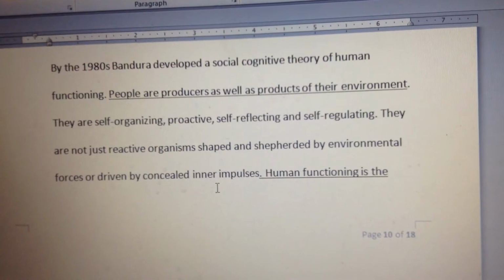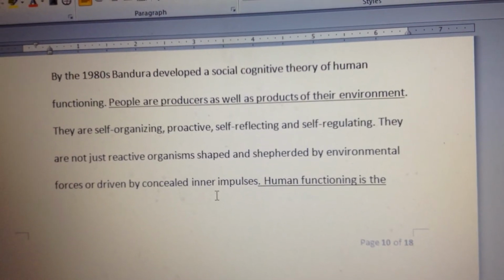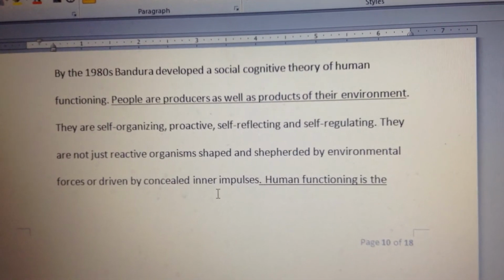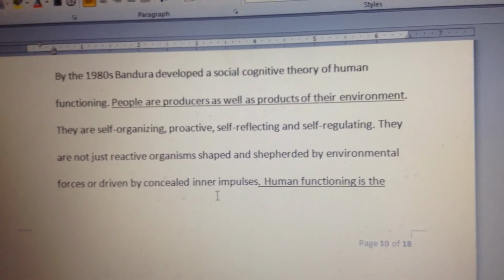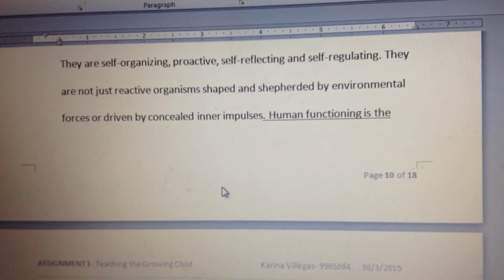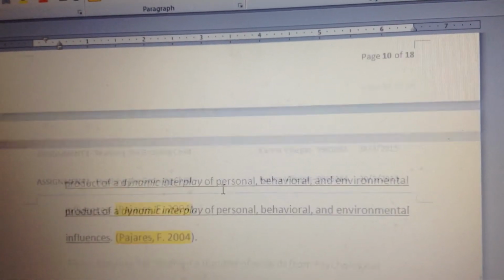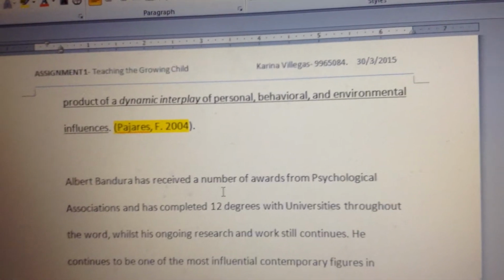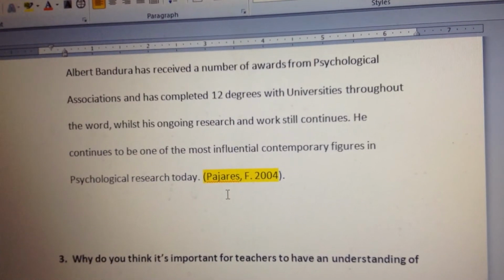By the 1980s, the social cognitive theory of human functioning was developed. So people are producers as well as products of their environment. So we're not just reacting. And human functioning is a product of dynamic interplay of personal behavior and environmental influences. So I think that's the latest research.